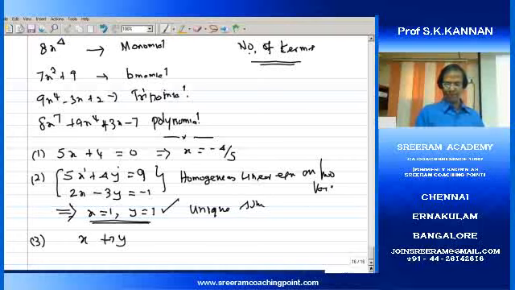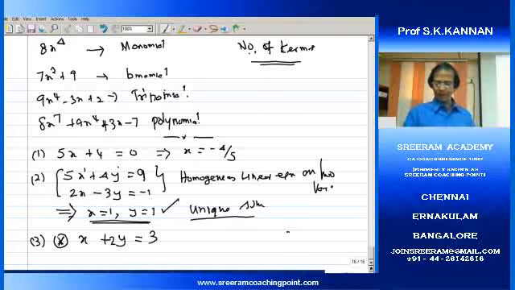Similarly, tell me whether you can solve this system or not. Is this solvable or not? 2 variables, 2 equations given. We are able to solve it and we got the solution. So the solution is unique.